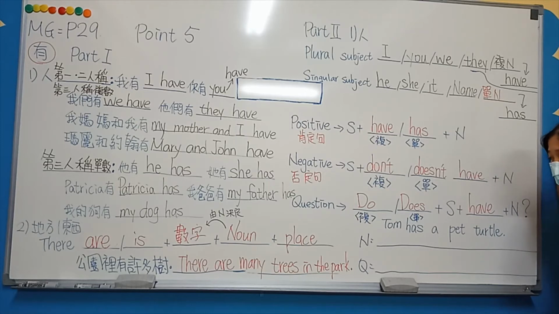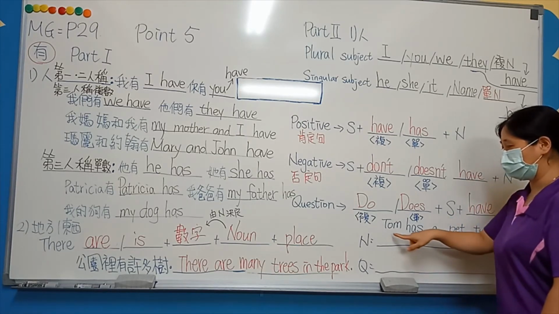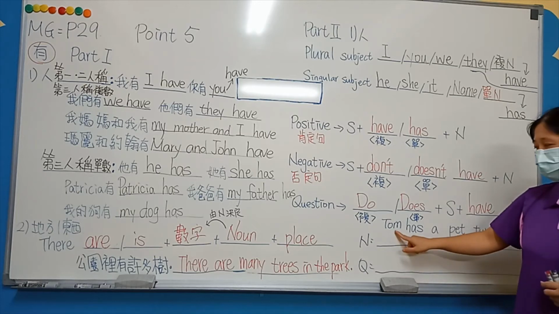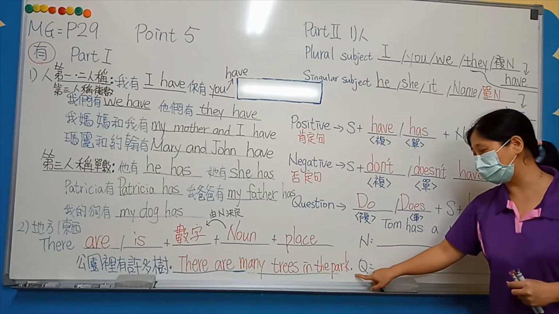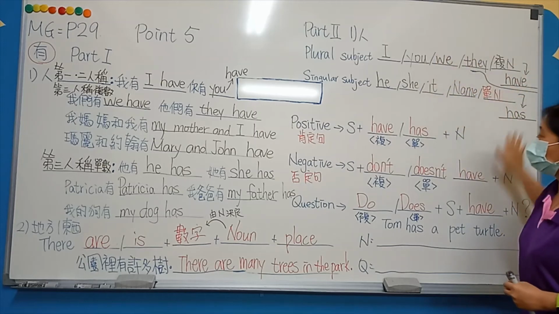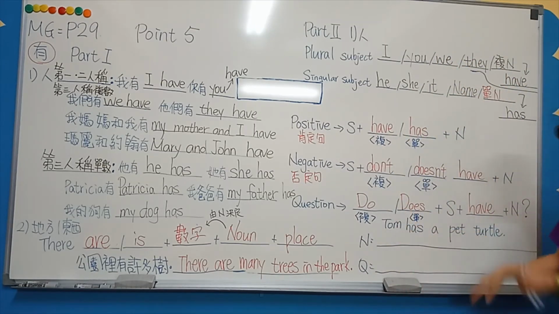Okay? So can you understand? Here, they give you one example. Okay? They give you one example. It's this one. Tom has a pet turtle. According to this one, can you change this sentence into a negative sentence and a question sentence? Okay, hello. Now you can do it here and write down the sentence here. Okay, please go.